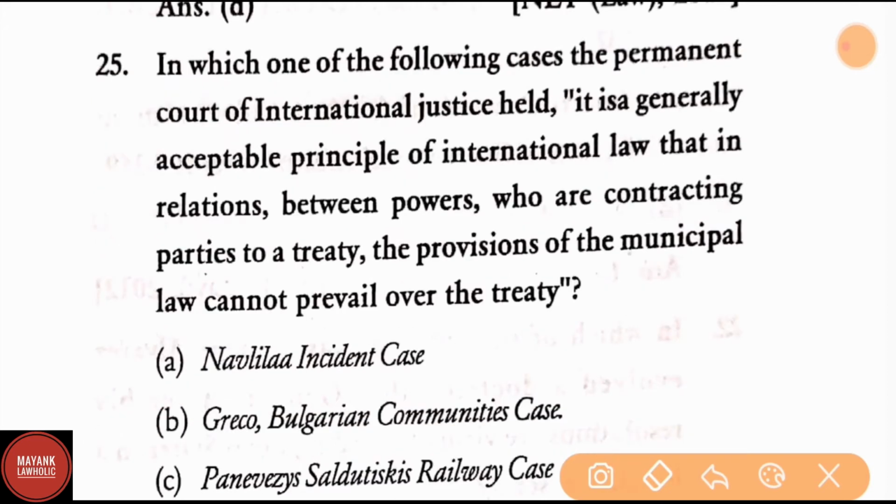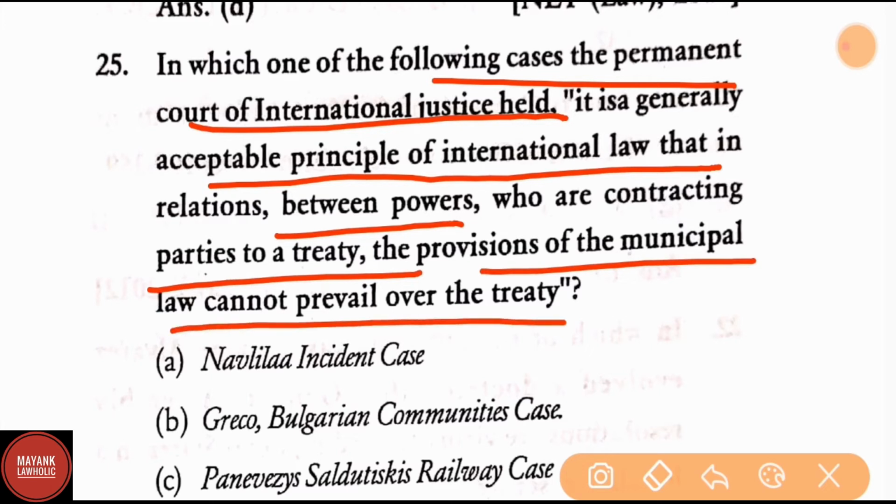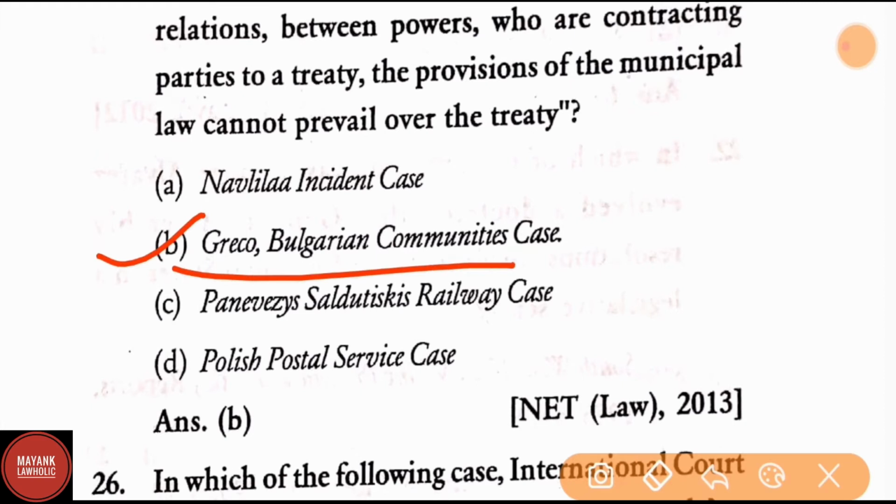Question number 25. In which one of the following cases did the Permanent Court of International Justice hold it is a generally accepted principle of international law that in relations between powers who are contracting parties to a treaty, the provisions of municipal law cannot prevail over the treaty? It was held in the case of B. Greco-Bulgarian Communities case.